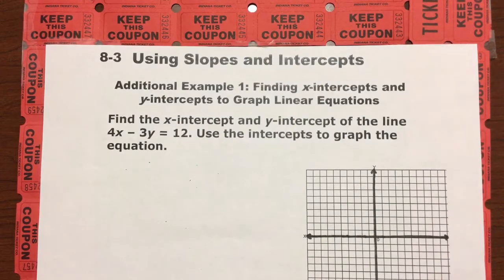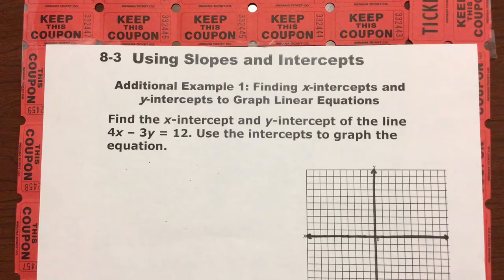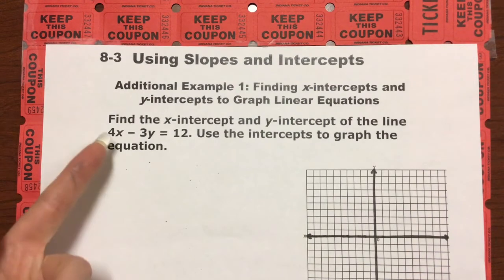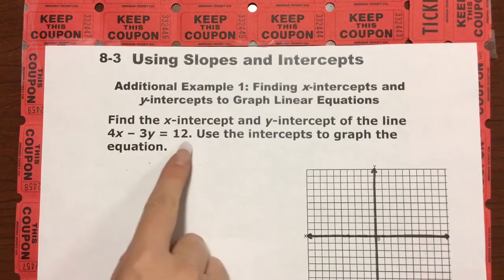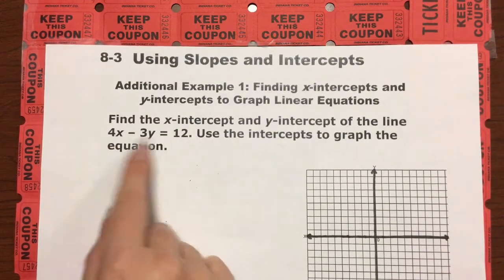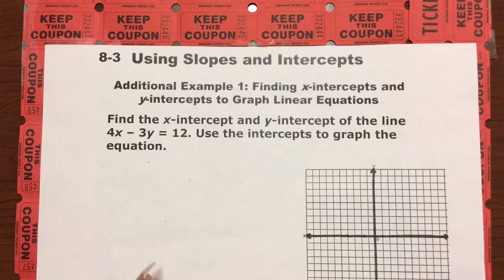Okay. What this states is example 1, we're finding x-intercepts and y-intercepts to graph linear equations. All right, so it says find the x-intercept and the y-intercept of the line 4x minus 3y equals 12. And look, hey, the x and the y are on the same side of the equation, and it's equal to a number. So that means this is in standard form. Little fun fact for you.